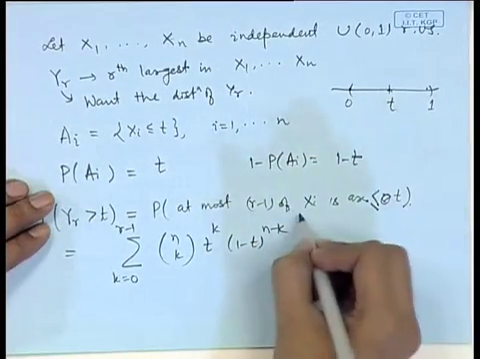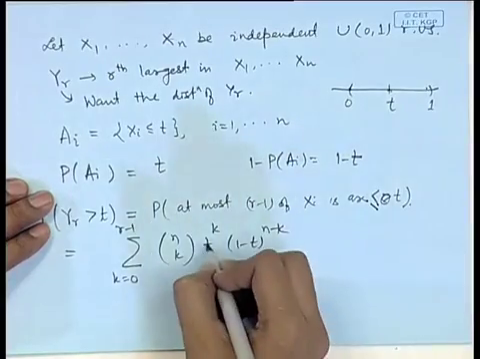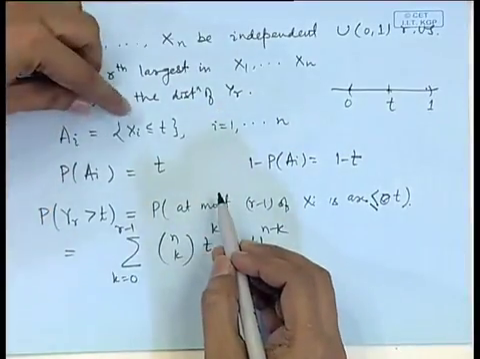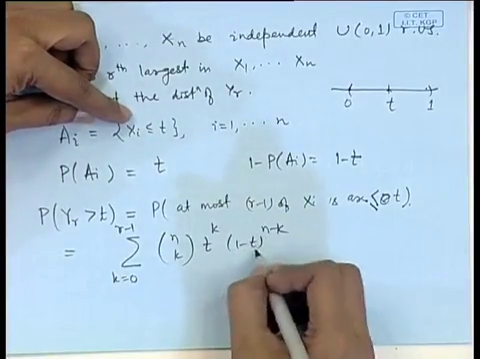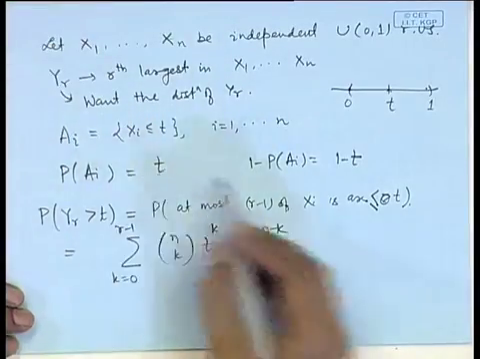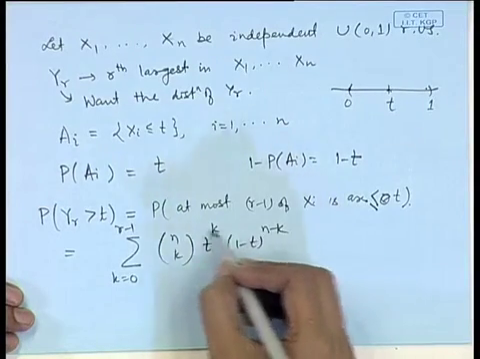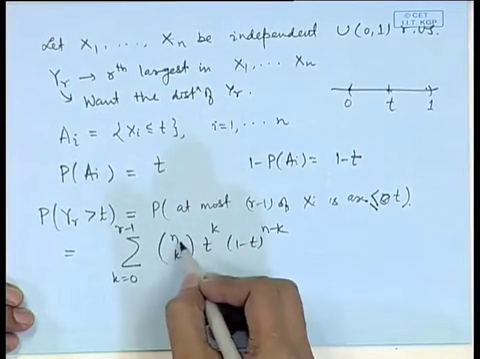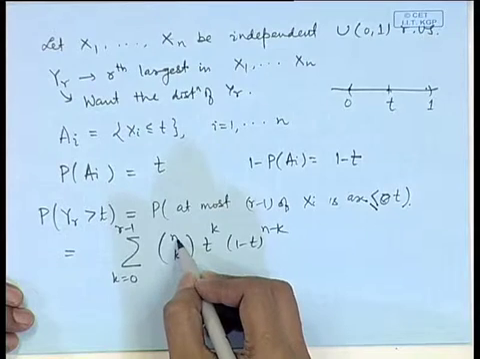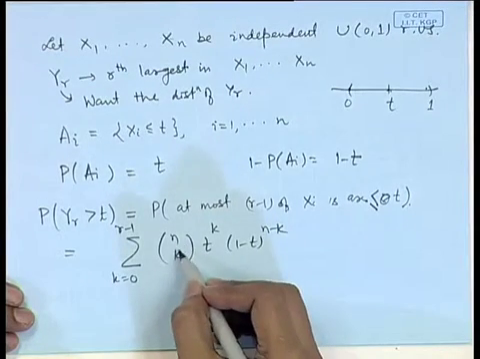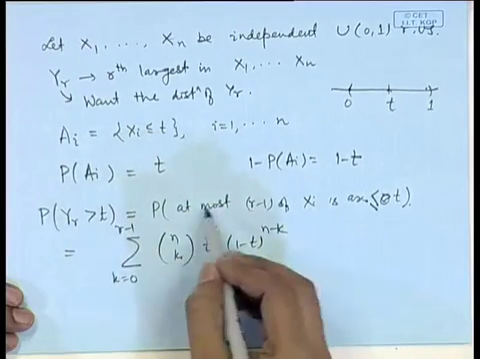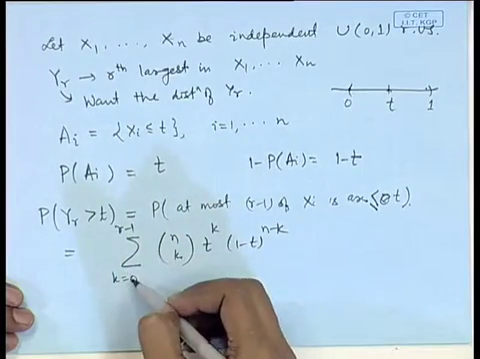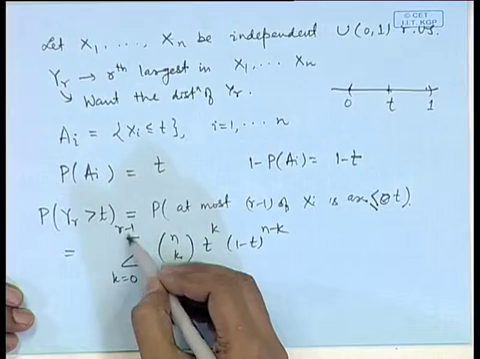So, now let us consider k of the X_i's are less than or equal to t. For k of them there is a success, and for the remaining n minus k it is a failure. The success probability is t and the failure probability is 1 minus t. So, it becomes like a binomial distribution, out of n trials, k successes. The probability of k successes is nCk t to the power k (1 minus t) to the power n minus k, and here k may be from 0 to r minus 1.